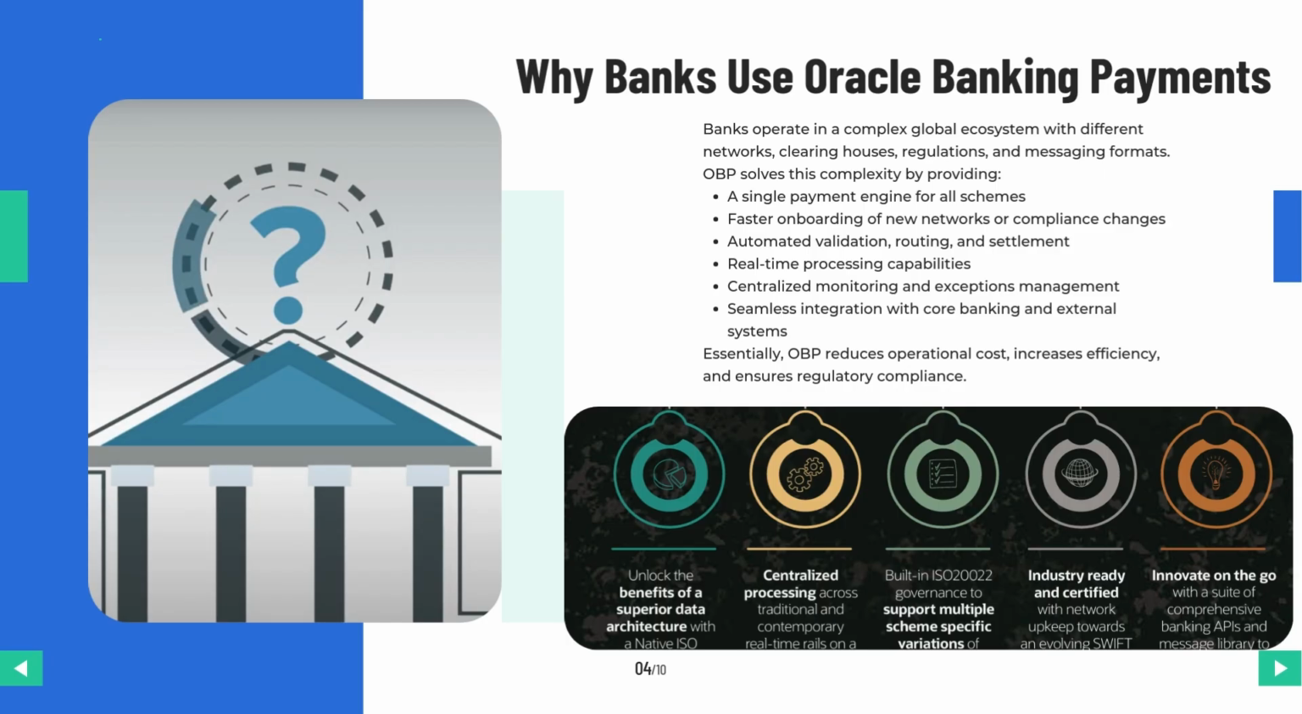Banks operate in a complex global ecosystem with different networks, clearing houses, regulations, and messaging formats. OBP solves this complexity by providing a single payment engine for all schemes, faster onboarding of new networks or compliance changes, automated validation, routing, and settlement, real-time processing capabilities, centralized monitoring and exceptions management, seamless integration with core banking and external systems. Essentially, OBP reduces operational cost, increases efficiency, and ensures regulatory compliance.